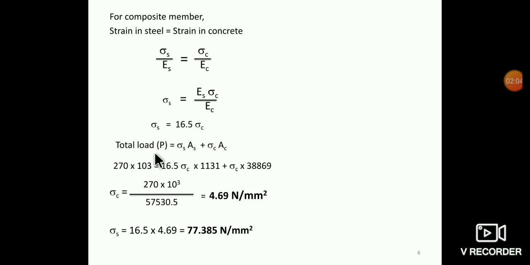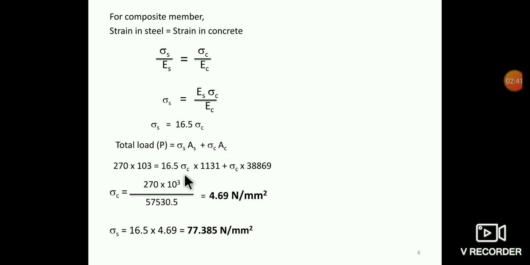So the total load P is equal to sigma s As plus sigma c Ac. So the value of load is already given in the question, which is 270 into 10 to the power 3. Here it is written as 103, but this 3 should be in the raised form, means 270 into 10 to the power 3 equals 16.5 sigma c, as sigma s has value of 16.5 times sigma c, into area of steel we calculated 1131 plus sigma c as it is, and Ac value we have, means area of concrete, 38869.